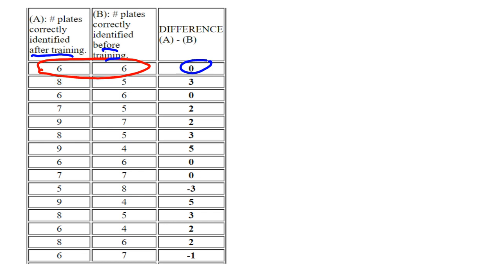That was probably done because you would expect most people to be maybe like the second subject. You look at the second subject, they remembered 8 plates after taking the training of some kind, while prior to taking the training they could only remember 5 plates, for a difference of 3. So this person actually put a little star next to them. They actually improved, where the first person stayed the same. The training, you could say, was not effective.